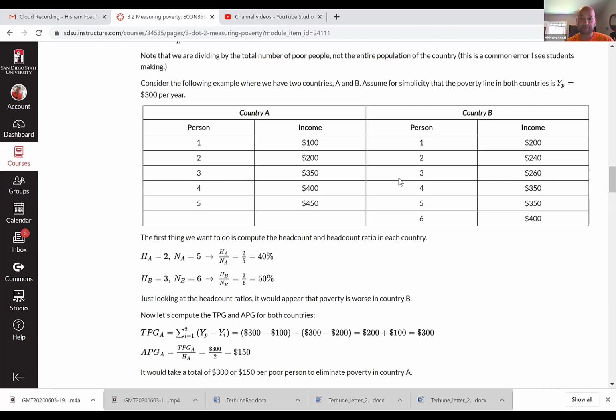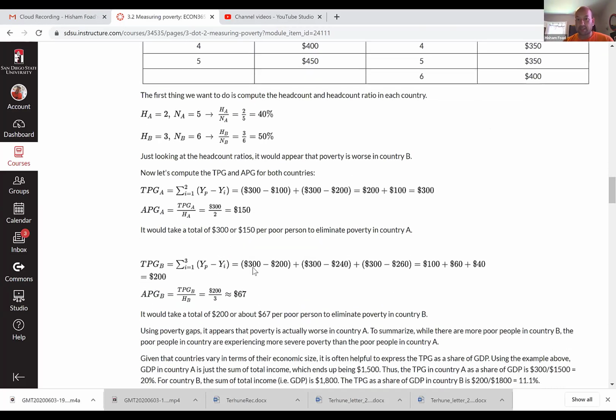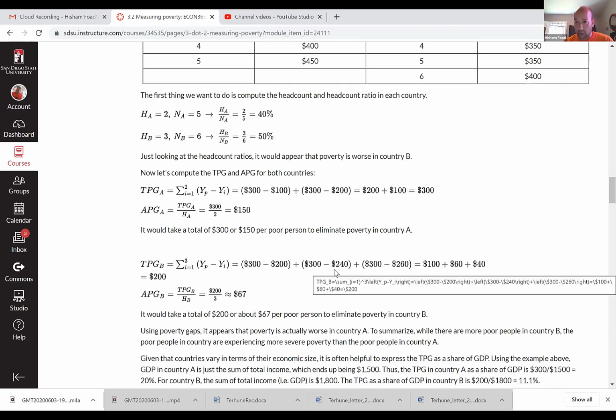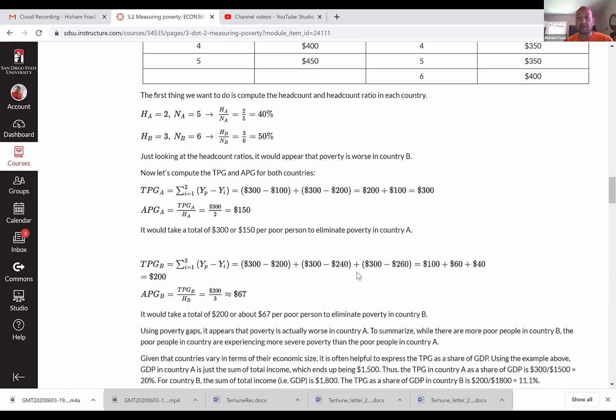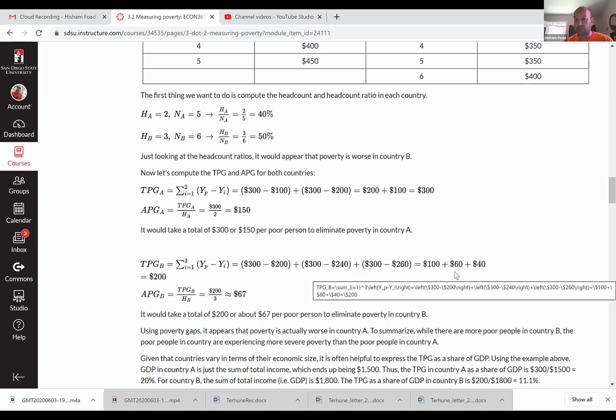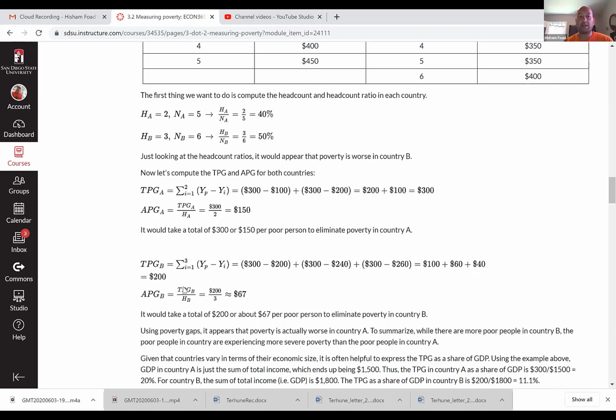So for country B, we're again going to figure out how much money we would need to spend to eliminate poverty. How much money would we need to give to persons 1, 2, and 3 to get them up to that poverty line of 300? We do that over here. Basically, it's the gap between each person's income and the poverty line. You need to give $100 to person 1, $60 to person 2, $40 to person 3, and you end up with a total poverty gap of $200.